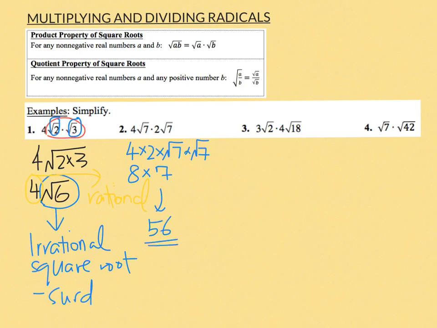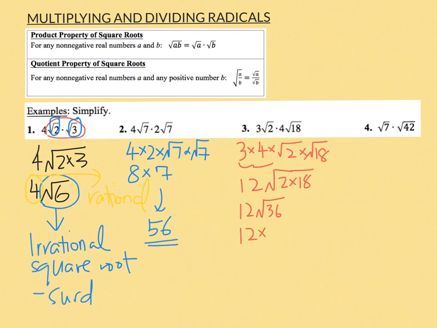In example 3, again we can apply the commutative property of multiplication to multiply the rational parts together and then the radical parts together. So you can see that 3 times 4 will give you 12, and 2 times 18 can now be written under the radical sign, and you get 12 times square root of 36, and the principal square root of 36 is equal to 6, so you get 12 times 6, and the answer is 72.